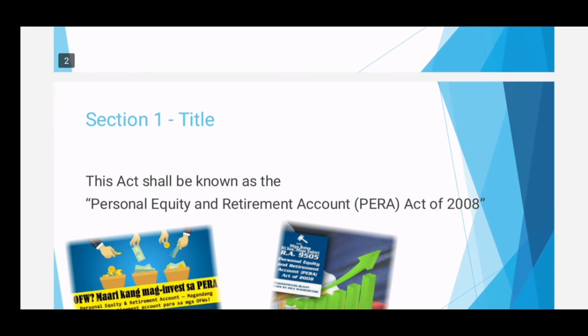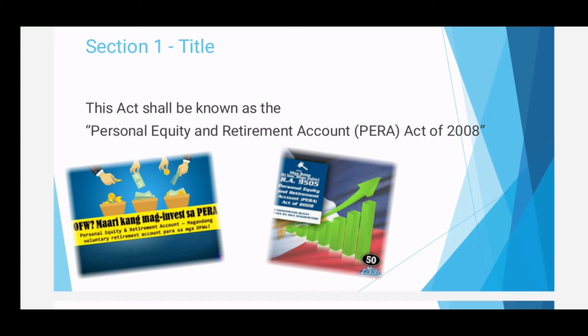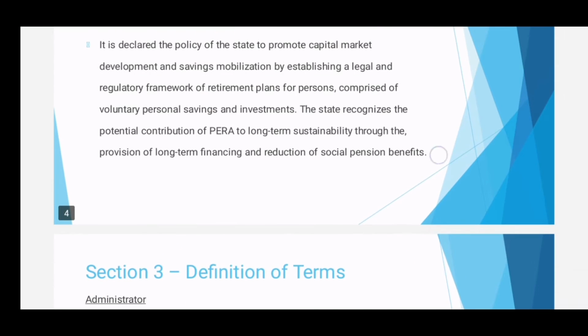Section 1. This act shall be known as the Personal Equity and Retirement Account Act of 2008. It is a voluntary retirement account that aims to provide Filipinos a tax-exempt facility to supplement their future pension benefits from SSS, GSIS, and their employers. If you are a PERA member, you will receive a lifetime defined benefit payment or pension at retirement in addition to the monthly benefits. PERA also provides benefits like survivor and disability benefits.